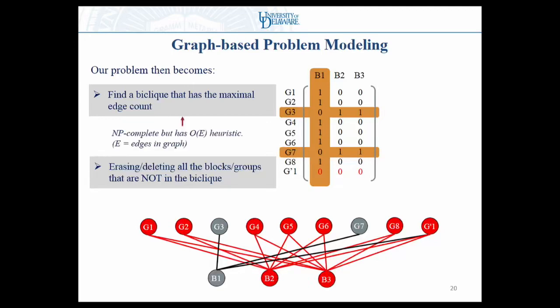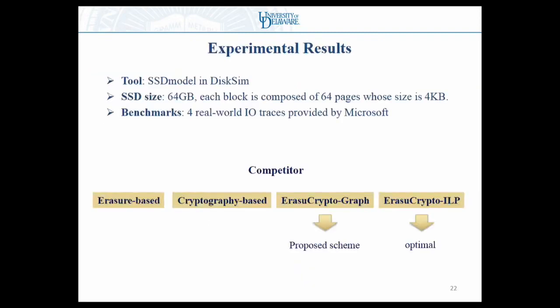Hopefully this is a well-known problem, and although it is an NP-complete problem, there is a heuristic solution to this problem. Let's go to our results. I implemented all of these schemes in DiskSim and the SSD model provided by Microsoft. We used the Microsoft real-world traces that they collected from their servers. And then what I did is try to compare these. The first two are the two intuitive solutions. The third one is our proposed scheme, and the last one is the optimal because it's ILP.